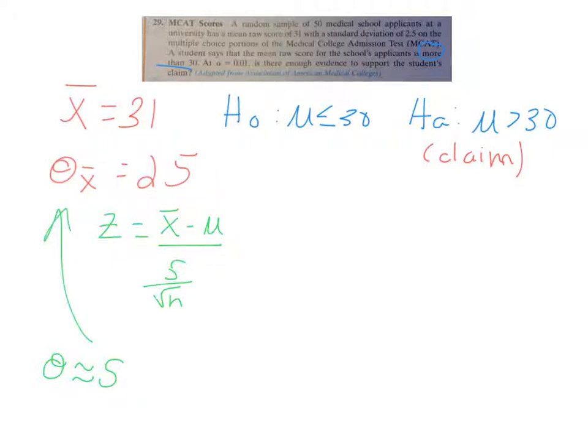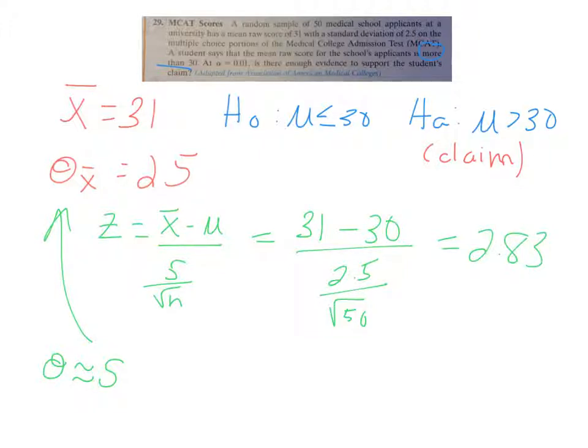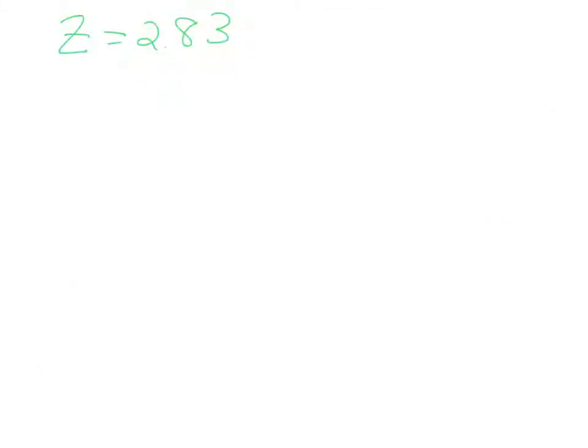So to calculate this, our average was 31, the hypothesized average is 30, and we'll divide that by 2.5 over the square root of our sample size, which is 50. And when we calculate that, we will get approximately 2.83. So now that we have that z-score of 2.83, we can visualize our normal curve here. 2.83 is going to be somewhere up there.